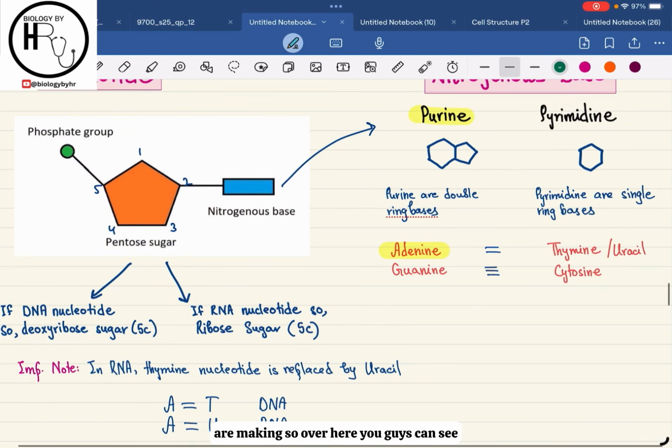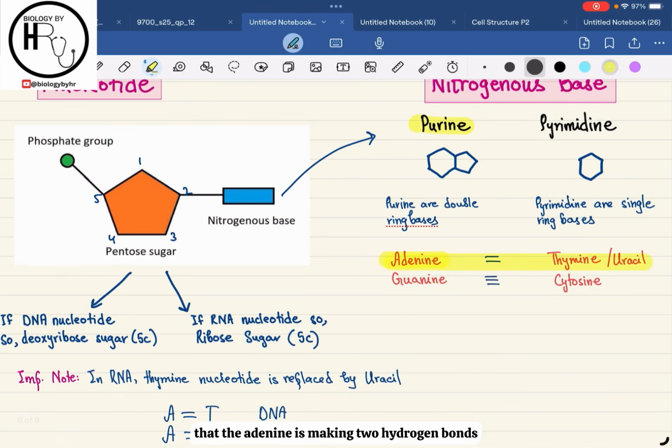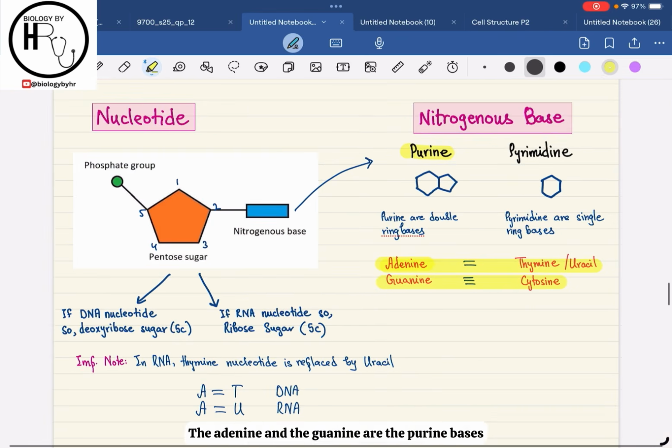Here you can see in my lecture notes that the adenine is making 2 hydrogen bonds with the thymine and uracil, and guanine is making 3 hydrogen bonds with the cytosine. The adenine and the guanine are the purine bases, which means that they are the double ring bases, and the pyrimidine bases are the thymine and the cytosine, which are the single ring bases.